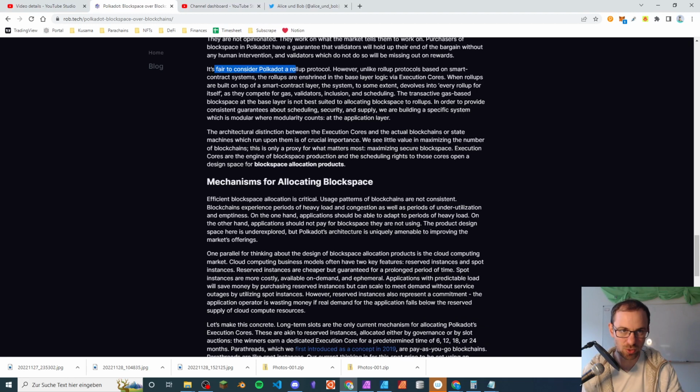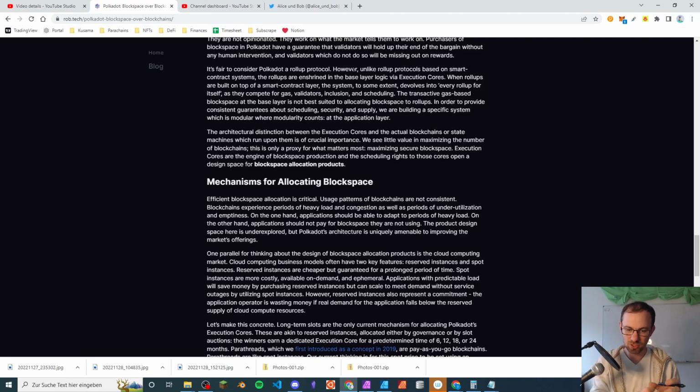It's fair to consider Polkadot a roll-up protocol. Yeah, so this is a discussion that's being had. Is it a roll-up protocol? And what does roll-up protocol mean? It means that when Polkadot is a layer 0 chain and every parachain on top is a layer 1 chain, what does it mean technically?